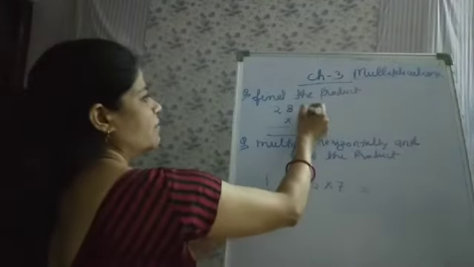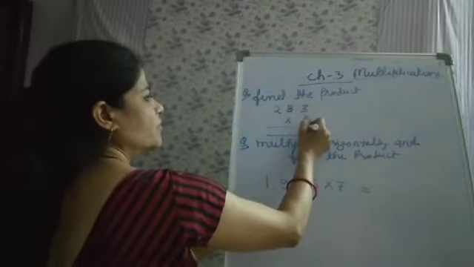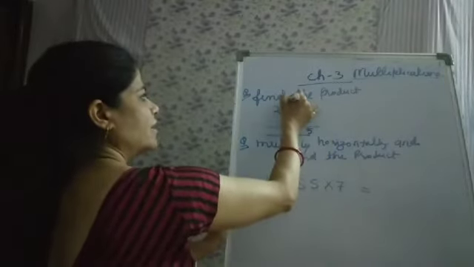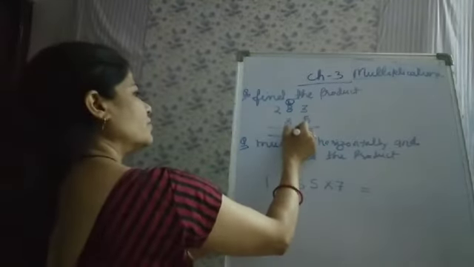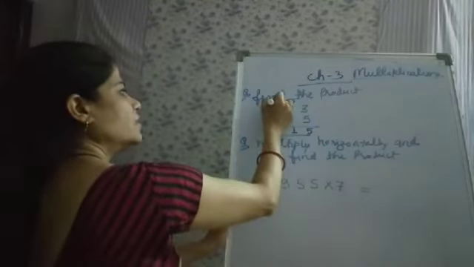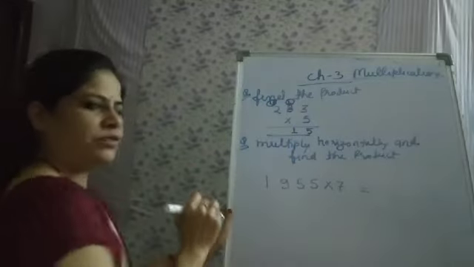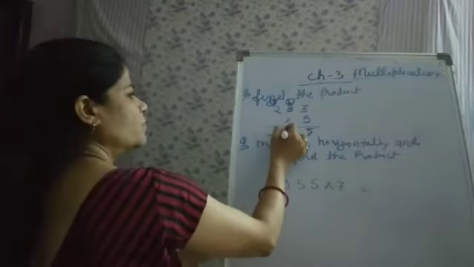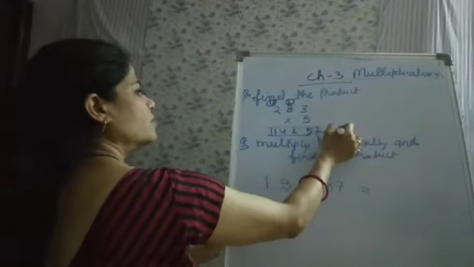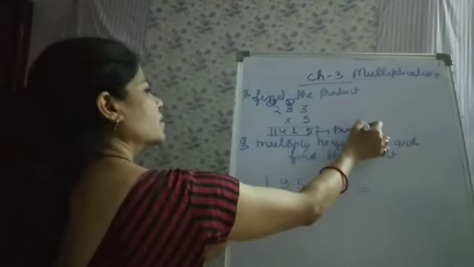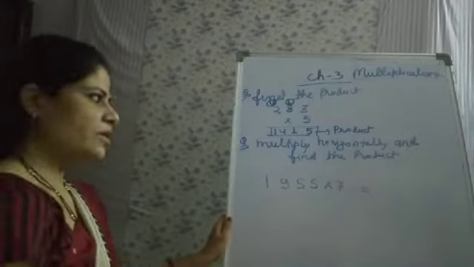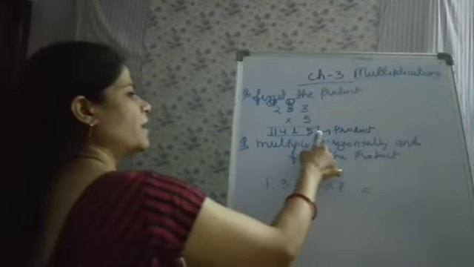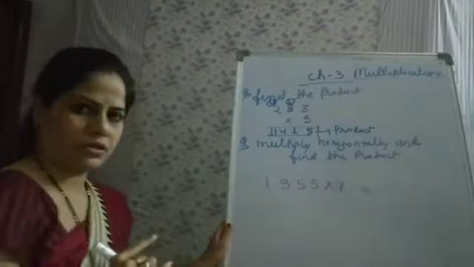First we will multiply 5 by 3. 5 3s are 15. So write 5 in answer, carry over 1. 5 8s are 40. 40 plus 1 will be 41. So write 1 in answer, carry over 4. 5 2s are 10. 10 plus 4 will be 14. So what is the product? The product is 1415.